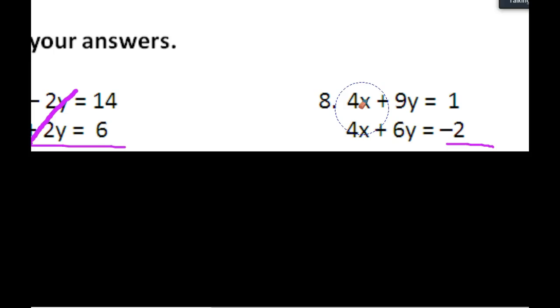Now, the problem with this one is what happens if I add these two equations together? Are my x values going to eliminate? No. So instead of adding these two equations together, what do I have to do? What's the opposite of adding?